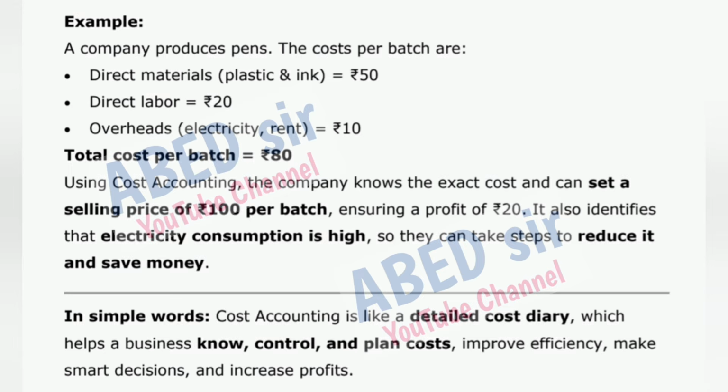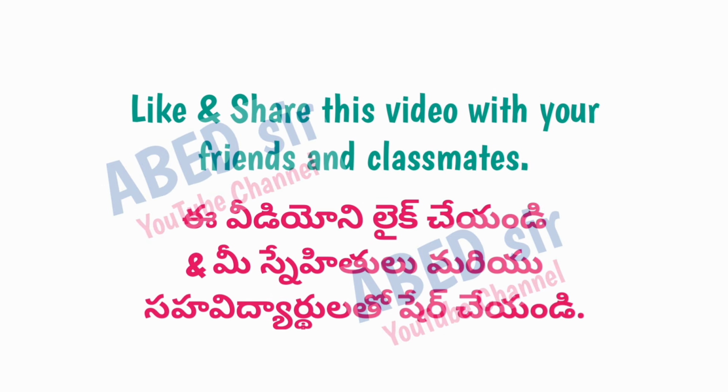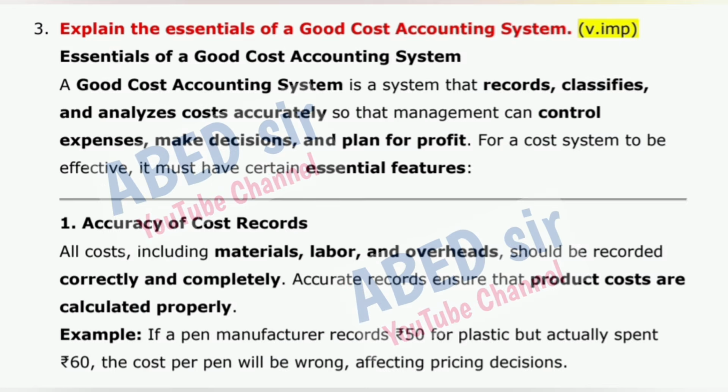In simple words, cost accounting is like a detailed cost diary, which helps a business know, control, and plan costs, improve efficiency, make smart decisions, and increase profits. Next important long question is: 3. Explain the essentials of a good cost accounting system.